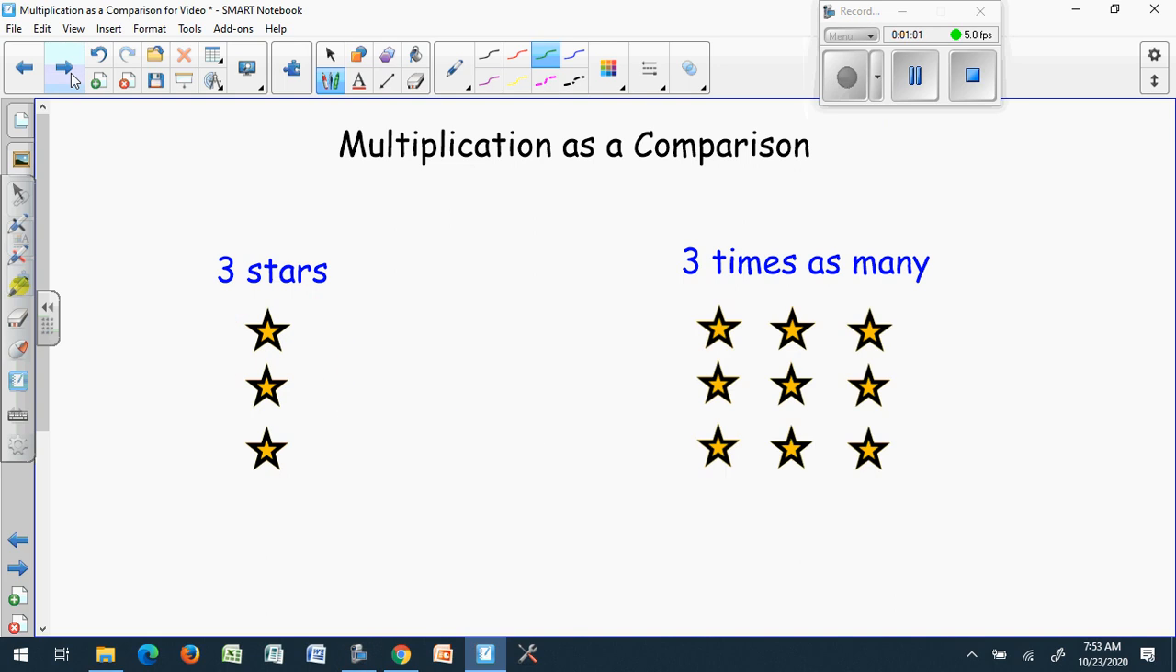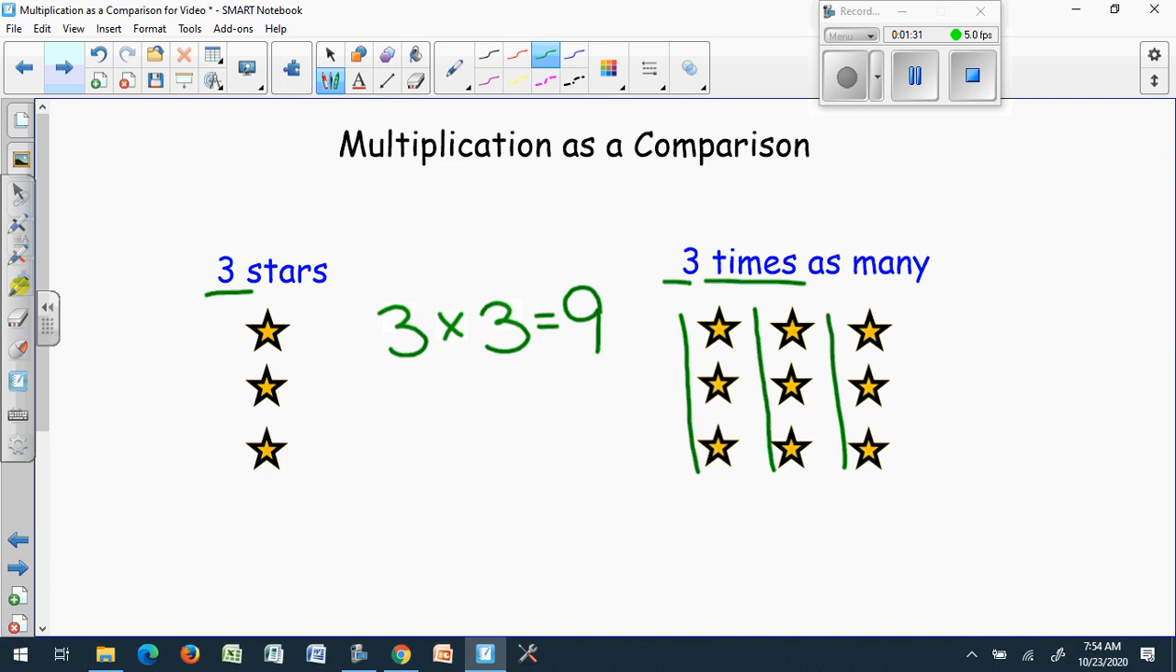3 times as many would be 9 stars. And if I'm going to write a sentence for this, it would be 3 times 3. Because I'm starting with 3, and I know I'm using multiplication because it says the word times, and my second number is also a 3. And 3 times 3 equals 9. And if you see my picture with my 3 rows of stars, I do have 9 stars. Let's try another one.